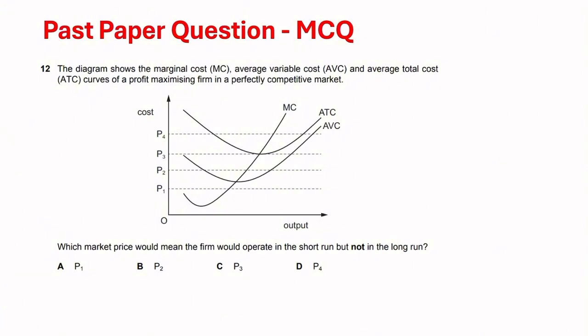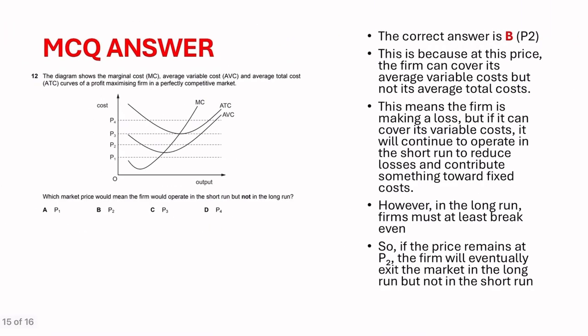The correct answer is B, P2. This is because at this price, the firm can cover its average variable costs but not its average total costs. This means the firm is making a loss, but if it can cover its variable costs, it will continue to operate in the short run to reduce losses and contribute something towards fixed costs. However, in the long run, firms must at least break even. So, if the price remains at P2, the firm will eventually exit the market in the long run, but not in the short run.